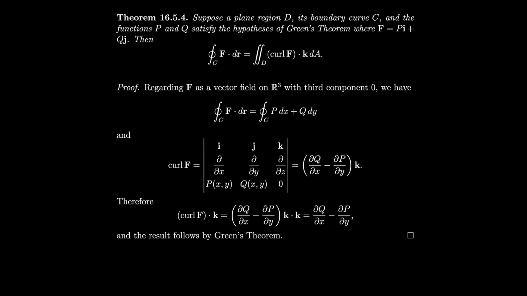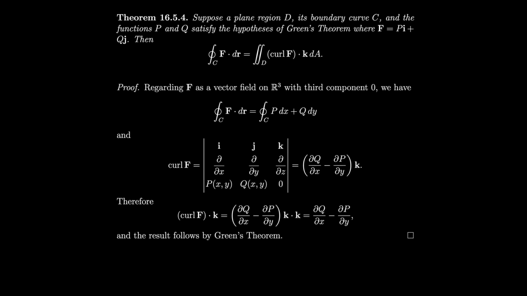We can do this by regarding F as a vector field in R3 with the third component 0. So we're taking F and extending it a little bit. We're giving it an R component, but we're setting that component equal to 0. So then we have the line integral of F dot dr equal to the line integral of P dx plus Q dy. We can calculate the curl pretty quickly.